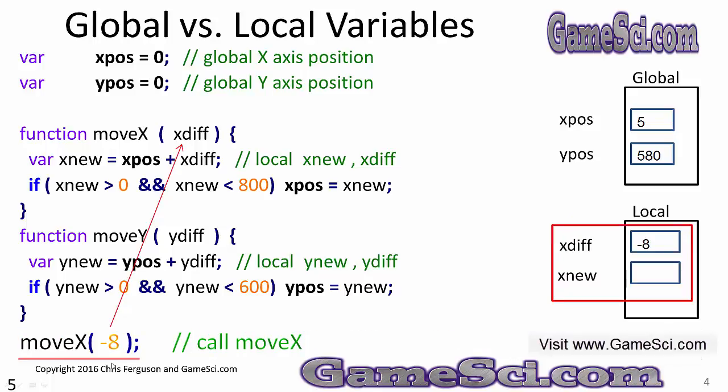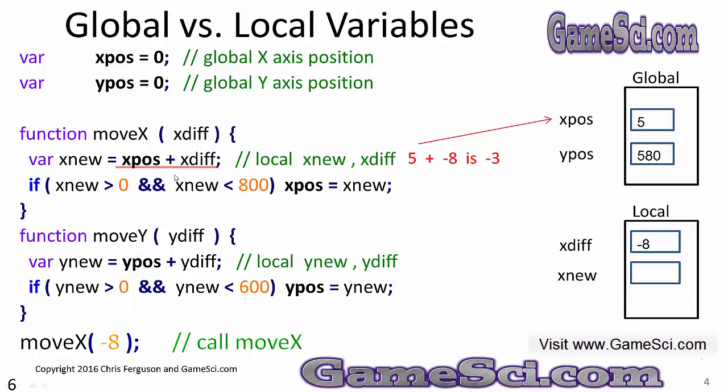We'll call moveX and pass it a -8, which means we want to move -8 on the x-axis. As an argument, -8 is assigned to the parameter xdiff, and you can see that the -8 showed up as the value of the parameter xdiff. Remember, the argument -8 is always automatically assigned to the parameter, in this case xdiff. So there's our -8 showing up.